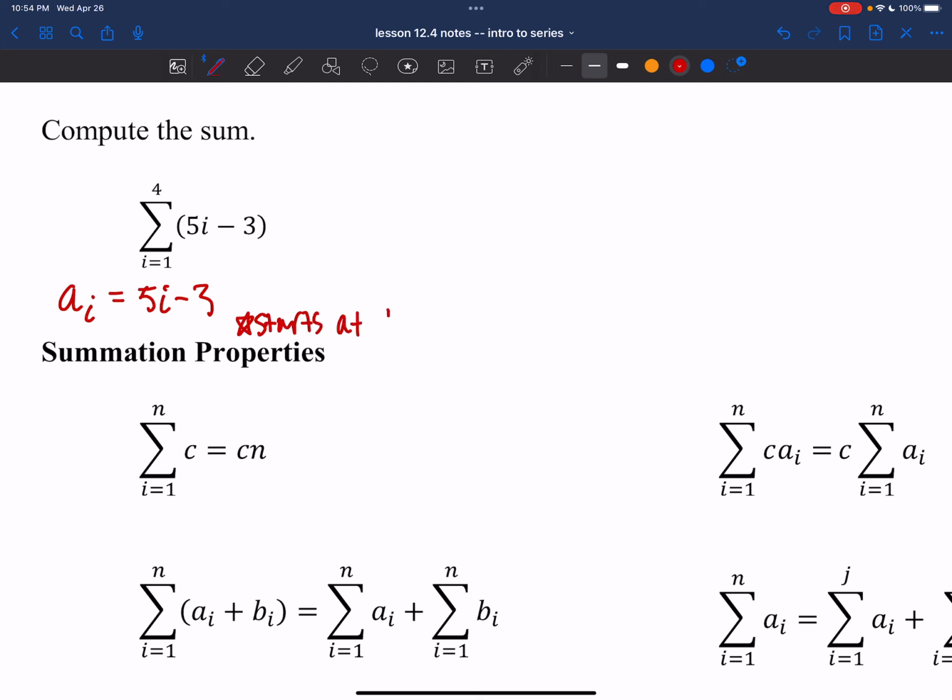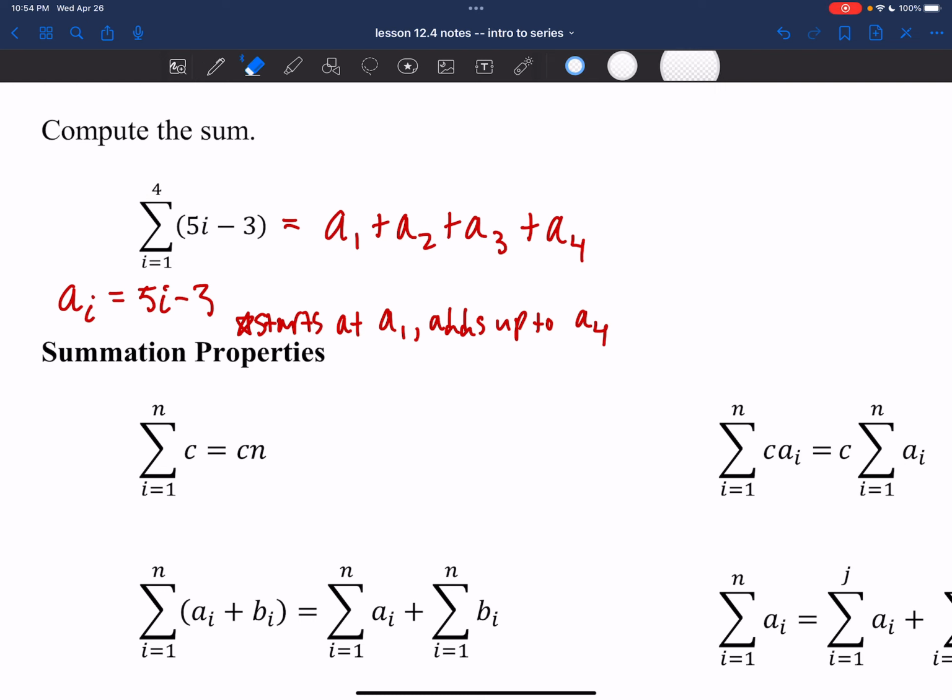Starts at a sub 1, adds up to a sub 4. So what this is going to do is it's going to be a sub 1 plus a sub 2 plus a sub 3 plus a sub 4. Okay? Because it starts at 1 and then it goes to 4.